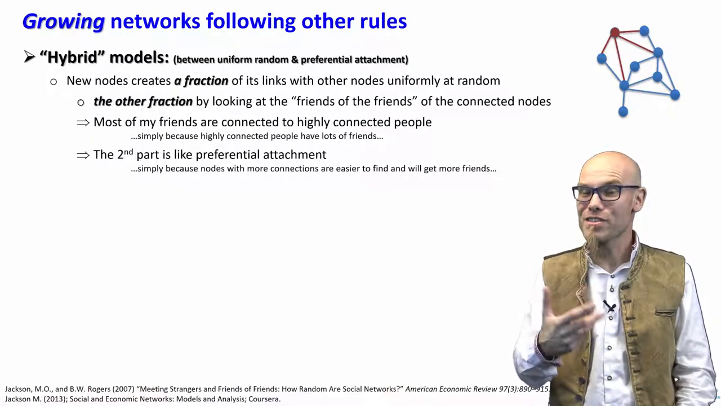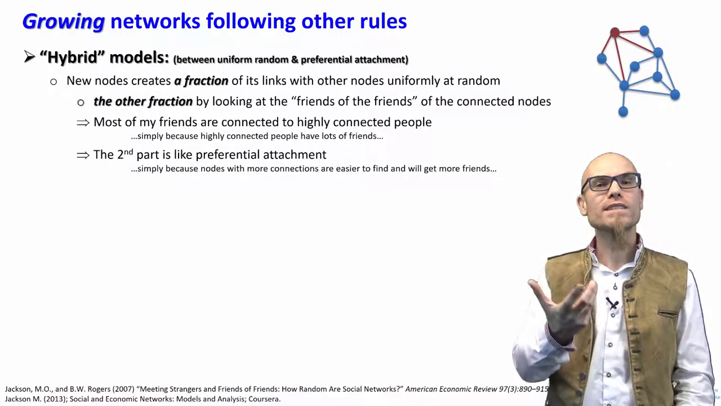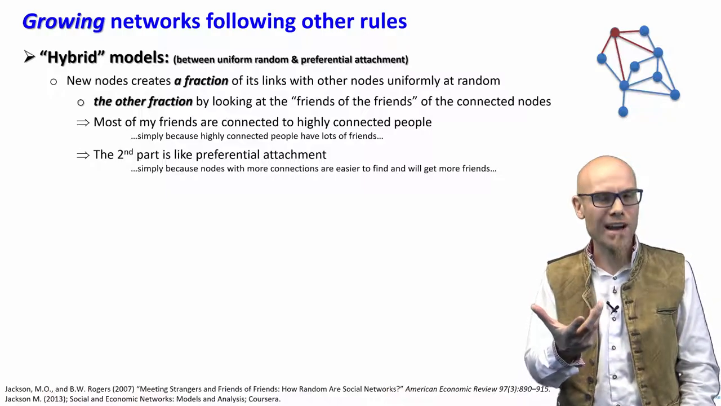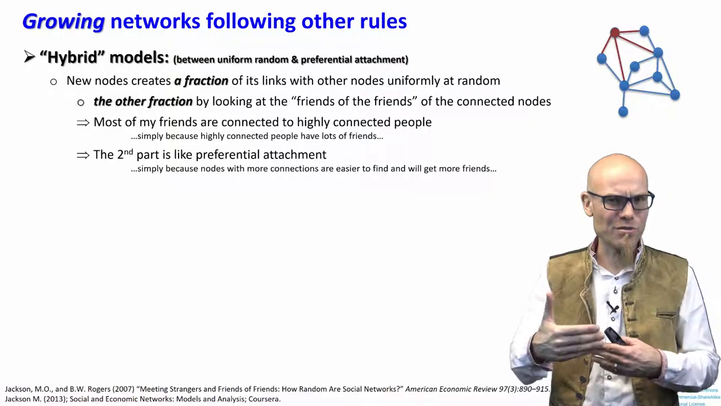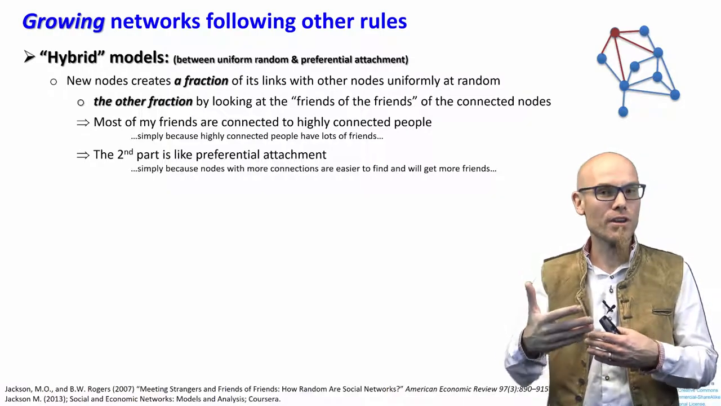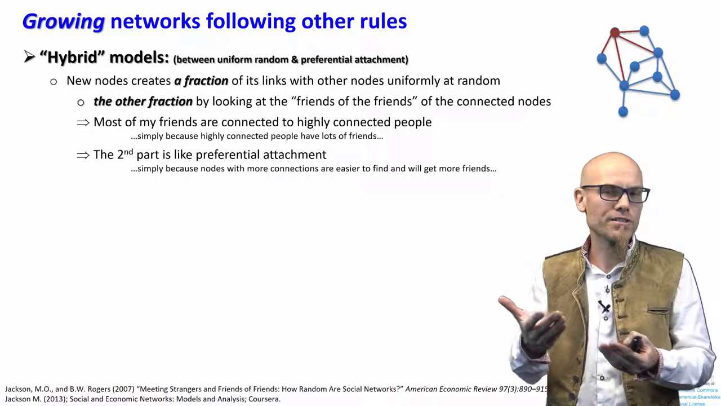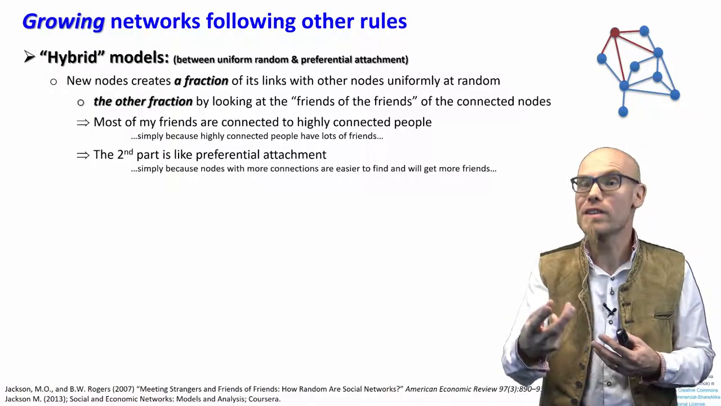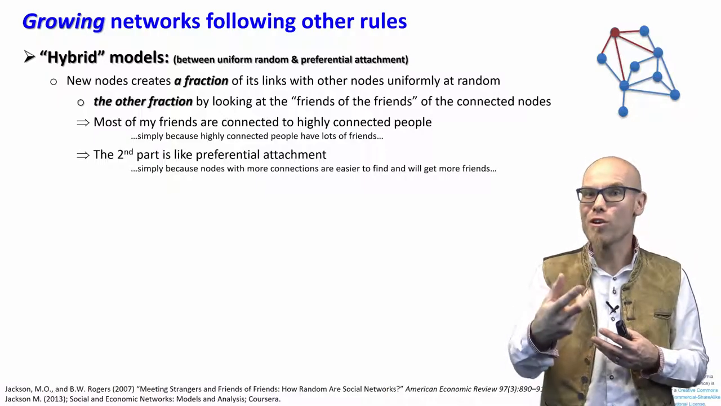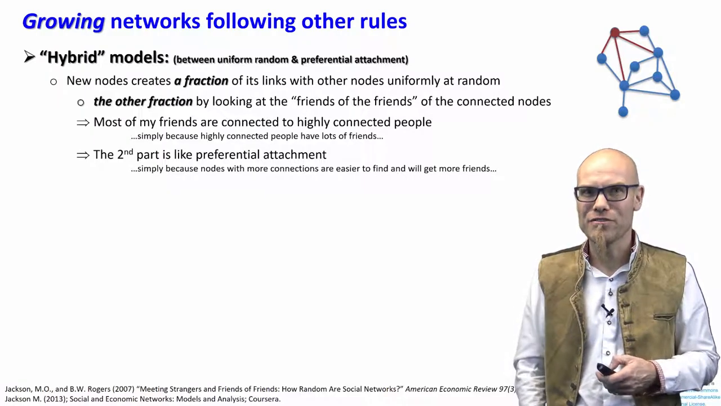The rich get richer. The ones who have many connections will receive more connections because they're easier to find, especially if you make your way through the social network and get to know one person, then another person. It's very likely that you find somebody who's highly connected, which increases with your getting to know people. Like the rich get richer, they get more degrees, more connections, and so forth.